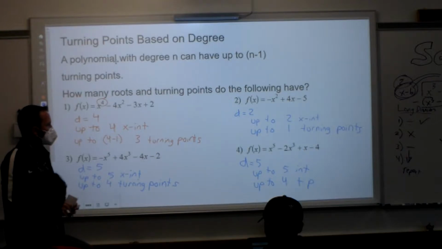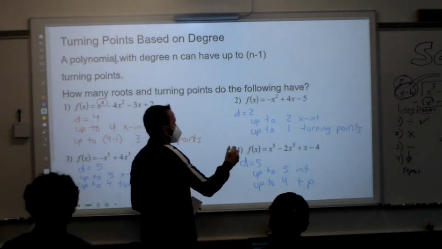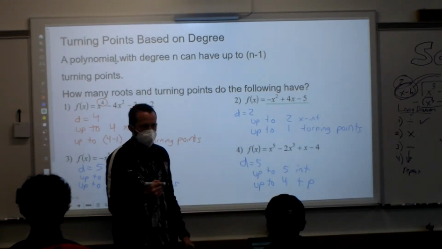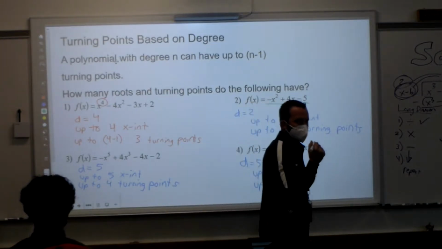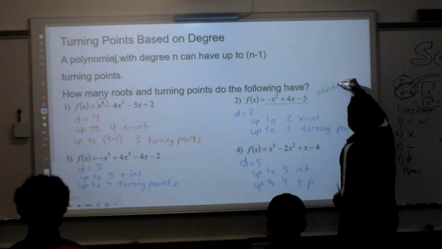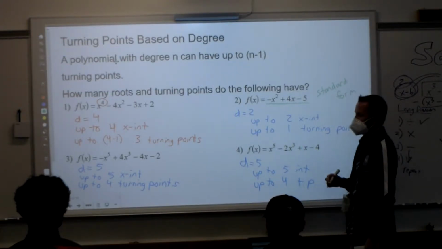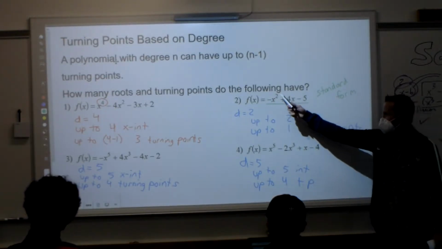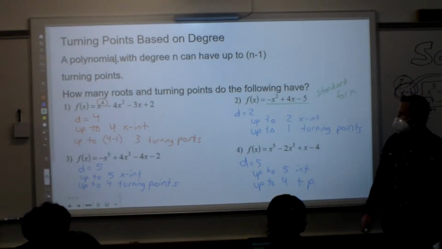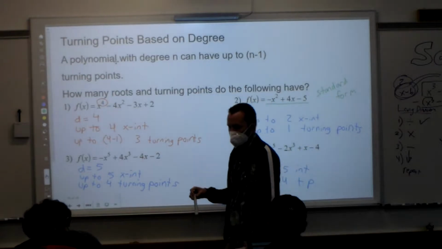Now, who remembers what we call this form that it's written in right now when it's all multiplied out like that? What form is that? That is standard form. Good job. So standard form makes it really easy to figure out the shape because you can see the degree, you can see the leading coefficient, so you know if it's going to be an S or a U. You can also figure out how many x-intercepts or turning points you could expect to have.